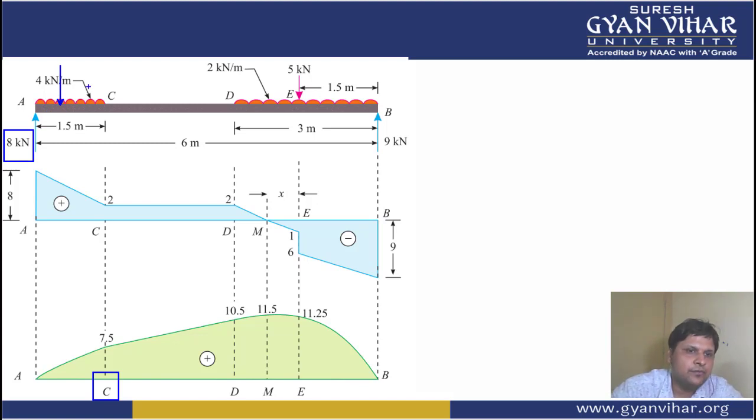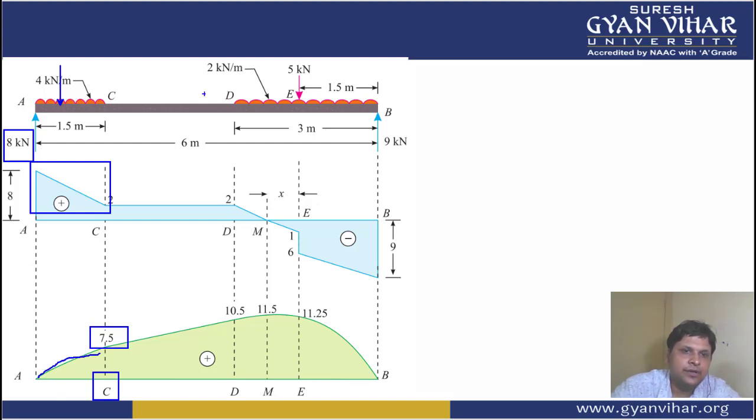Alright, so 4 into 1.5 will give you the value 6 kilonewton, and it is acting at 1.5 divided by 2, means 0.75. So 6 into 0.75. So 8 into 1.5, that is 12, minus 6 into 0.75. This will give you the value of bending moment at point C as equal to 7.5. And since the inclined line has been used in the shear force diagram, here we will use a parabolic curve to join it.